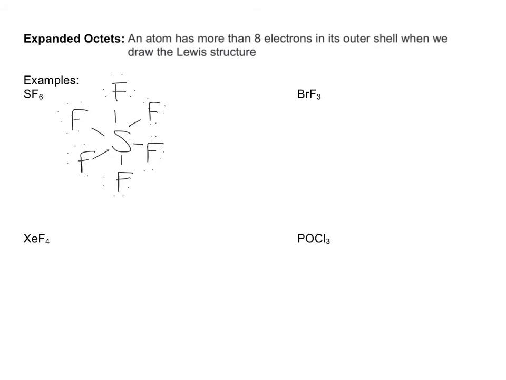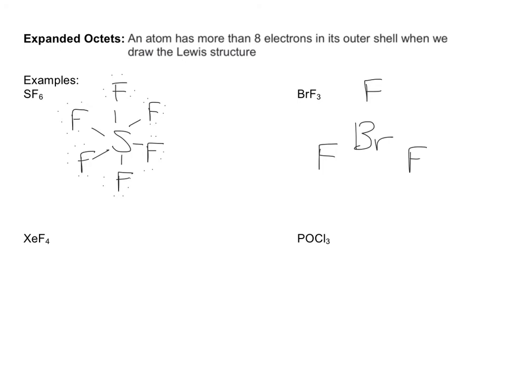All right, now let's do BrF3. So bromine has 7 valence electrons, and fluorine also has 7. So altogether, that's going to give us 28 valence electrons. Fluorine is more electronegative than bromine, so we'll put bromine in the middle. Okay, and we'll put the 3 fluorines around it.